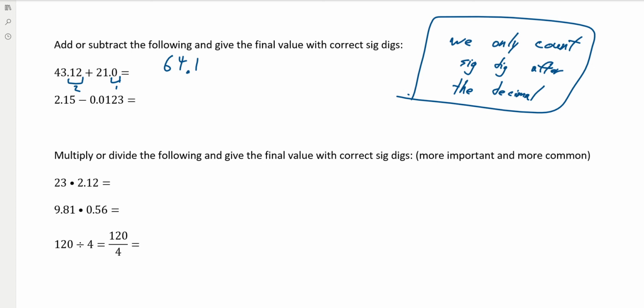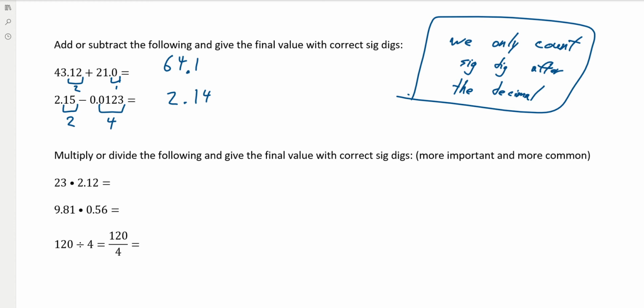Okay, so the next one here, this one has 2 decimal places, and this one here has 4 places after the decimal. Again, you only count the smallest. So this only has 2, this one has 4. So we're only going to go with 2 decimal places. So 2.14. Yeah, it'll round up to 4. Okay, so that's all you put.